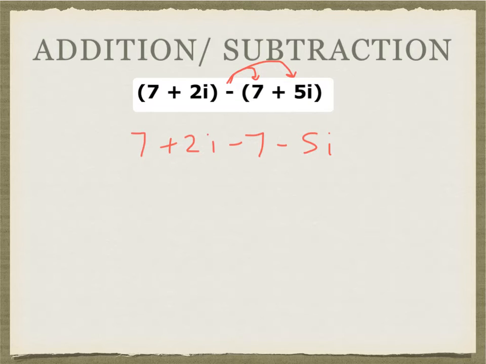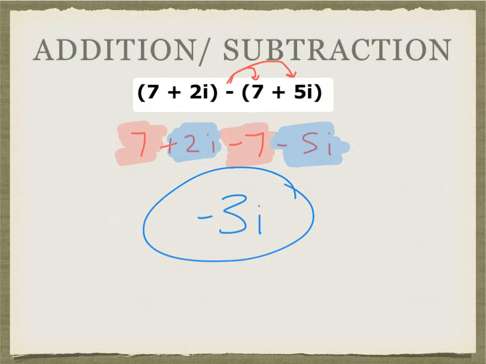So what are our real numbers here? 7 and negative 7. And what's our complex numbers? 2i and negative 5i. So now we can combine the real numbers. What's 7 minus 7? 0. And what's 2i minus 5i? Negative 3i. So our answer is negative 3i.